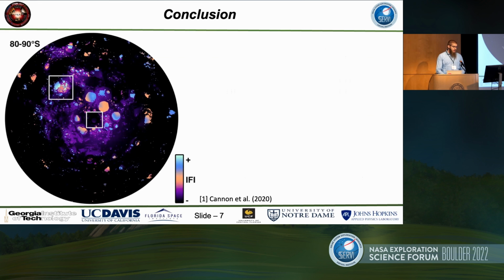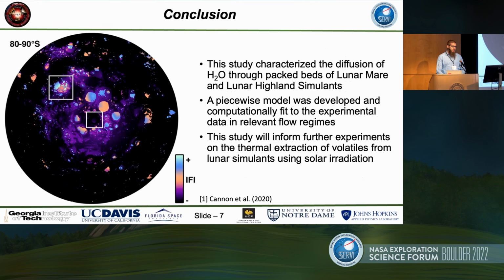So in conclusion, as I'm speaking a lot faster than I intended, this study was used to characterize the diffusion of water transport through packed beds of Lunar Mare and Lunar Highland simulants at conditions relevant to in-situ resource utilization. We developed a piecewise model that was computationally fit to experimental data in the relevant flow regimes. The importance of this model is that it is also agnostic to the gas flow being used or the packed bed, meaning that we could apply this to various other volatile extraction systems or different regolith simulants in further studies. And we hope that this study will inform further experiments on the thermal extraction of volatiles from lunar simulants using solar irradiation.